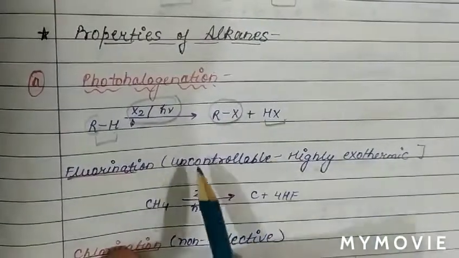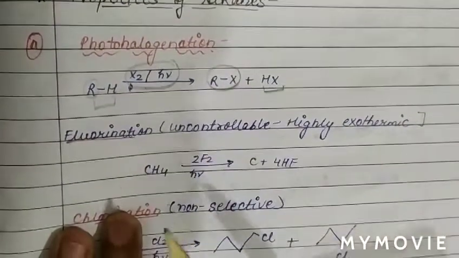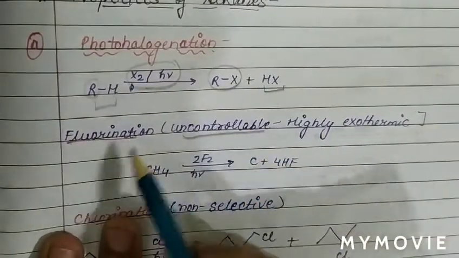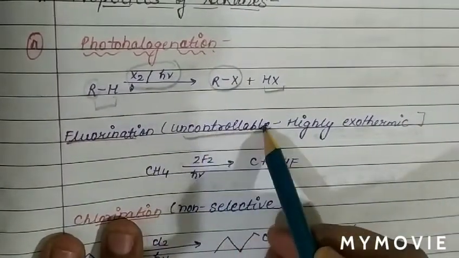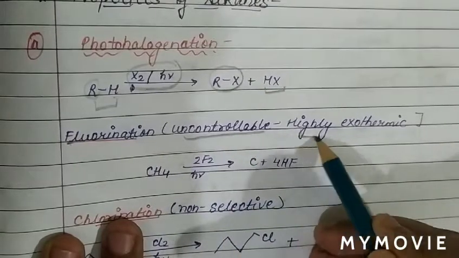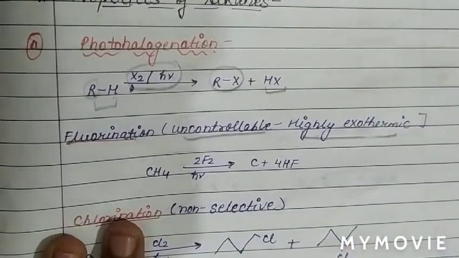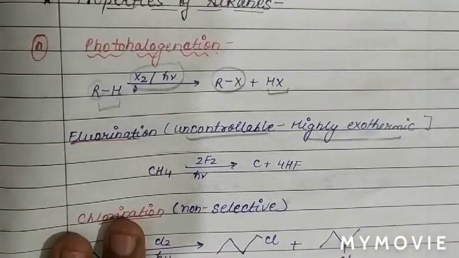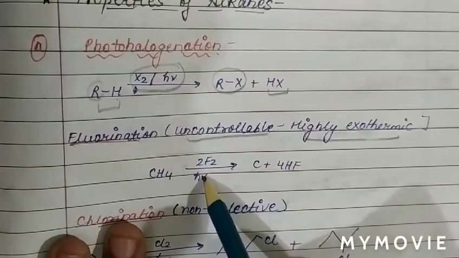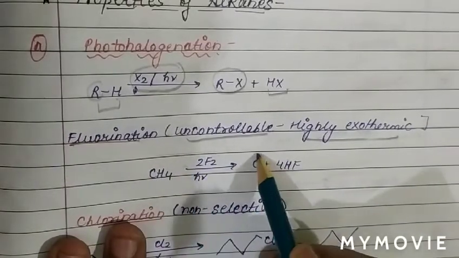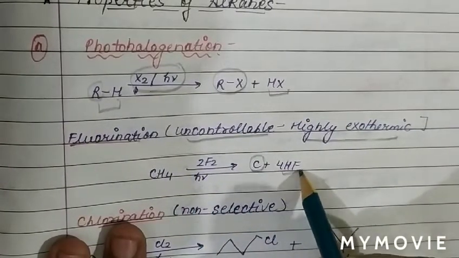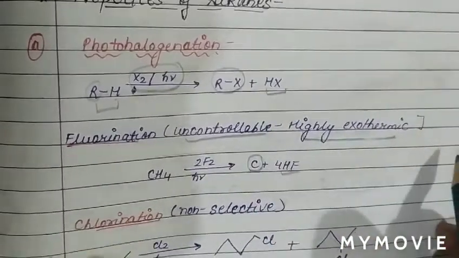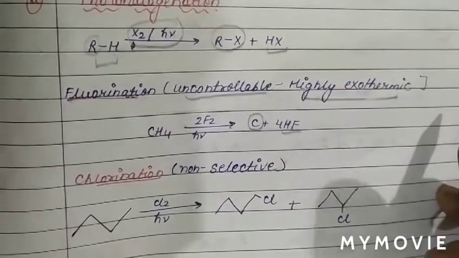So basically when we do fluorination, fluorination is an uncontrollable reaction, because fluorination is a highly exothermic reaction. See, when we use alkane in presence of fluorine and sunlight, F2 and h nu, alkane basically changes into carbon with formation of HF, and this reaction is uncontrollable, highly exothermic. While chlorination is a non-selective reaction.